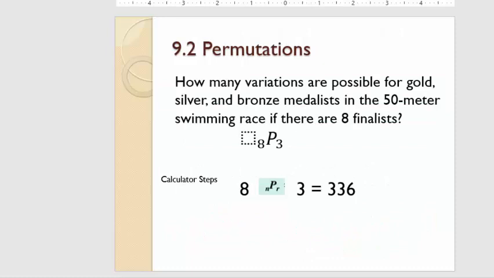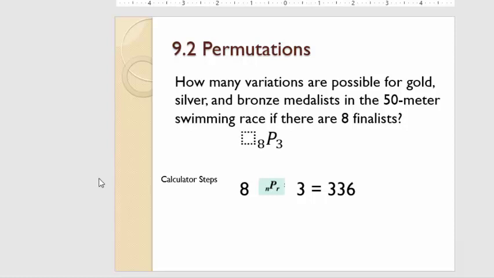So the next thing I want to do is show you how you can calculate permutations using your calculator. In this example, it says how many variations are possible for gold, silver, and bronze medalists in the 50-meter swimming race if there are 8 finalists. So you have 8 people swimming in the race, and one person will get the gold, one the silver, and one the bronze. If you switch the gold winner and the silver winner, then that's considered a separate sequence. And so the order does matter.